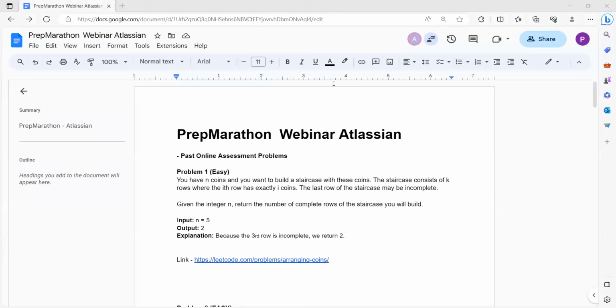Starting with the first problem, we will start with easy because in the online assessment you can expect all varieties of problems. Atlassian is a very good company, so it focuses on a variety of problems and difficulty ranges. I want everyone to read the problem, and in chat I am expecting your logic. How will you approach this problem? At the end, I'll also tell you how you should approach it.